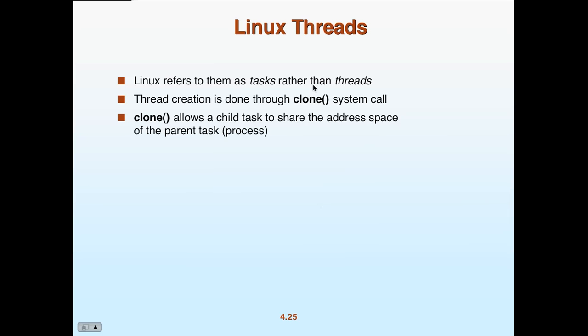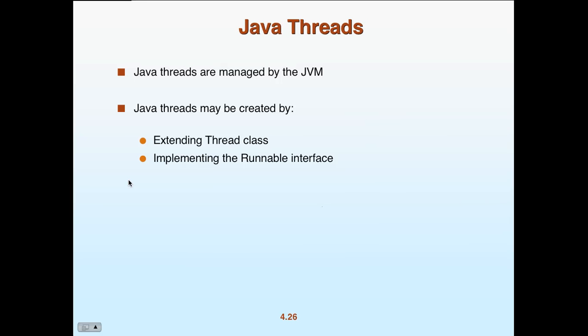There's a lot of people that do thread programming. They want the thread libraries to be consistent. Why use clone to create a thread when you can use fork? People get used to using certain syntax. So clone allows a child task to share the address space of a parent task or process. It does the same thing as a fork does. It's just called clone.